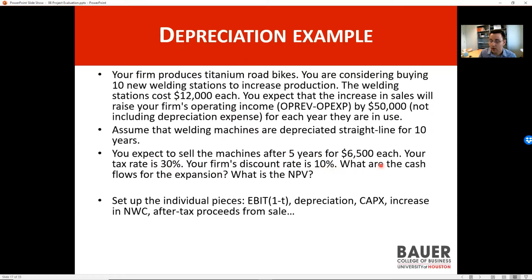The first question is, what are the cash flows for the expansion if you buy these new welding stations? And then what is the NPV? So should you take on this project or not? Like any free cash flow problem, any evaluation, you want to set up all of the individual pieces for the free cash flow. And then once you get the free cash flows, you just discount them. That's the first week stuff.